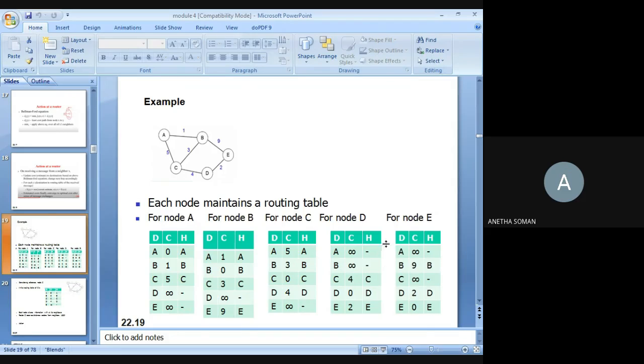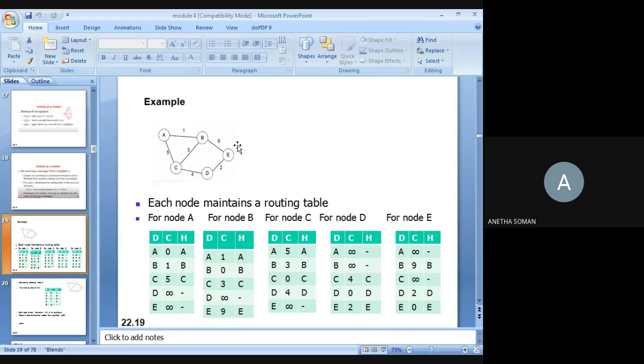Right? Now, for node D. For A, you don't have any direct link, so it is infinity. B, you don't have any direct link, it is infinity. C, the cost is equal to 4. D itself, the cost is equal to 0. And for E, the cost is equal to 2. And similarly, for node E, A it can't reach, so it is infinity. B, cost is 9. C, it is infinity. D, it is 2. And for E, since it is the same destination, it is 0.